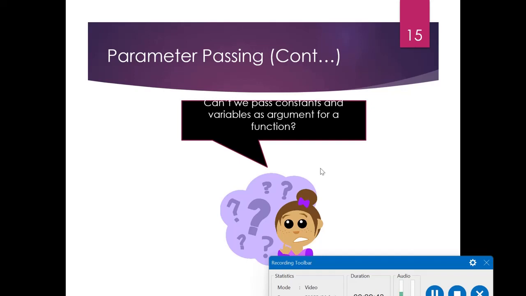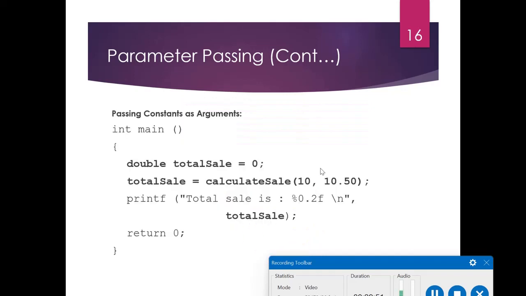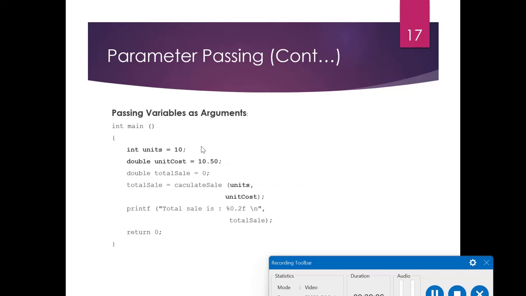Can we pass constants and variables as arguments for a function? Actually, yes, we can. We can pass constants and also variables. This is an example. For passing constants as arguments, here is the example. This is the example for passing variables as the argument.